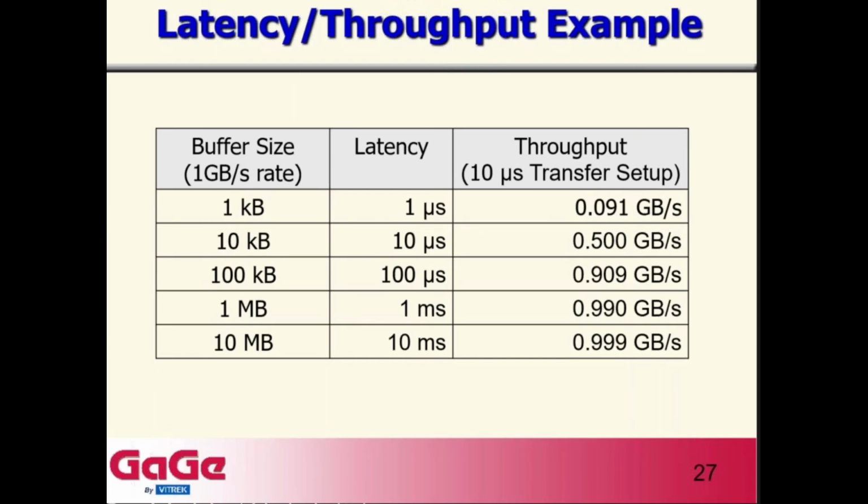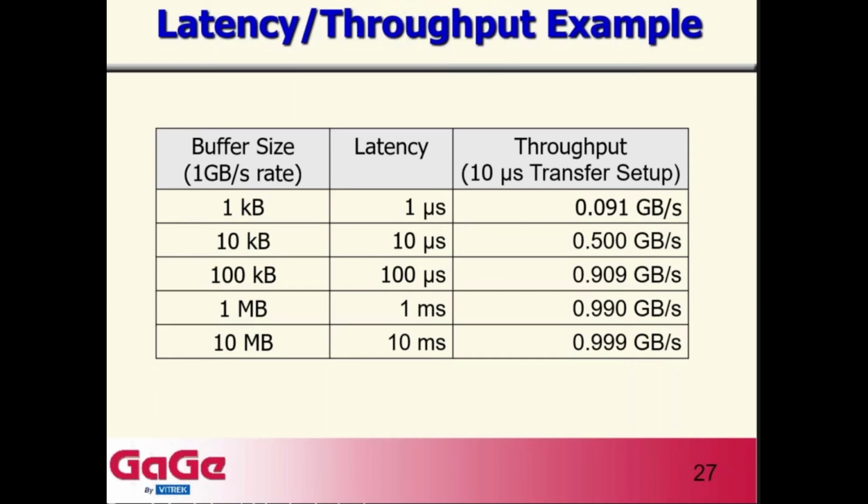If you use a 10 megabyte buffer in the extreme here, then that buffer takes 10 milliseconds to fill. So what's another 10 microseconds? That only brings down your effective throughput by 1 part in 1,000. So instead of transferring at 1 gigabyte per second, you're only transferring at 0.99 gigabytes per second. So by using a very big buffer, we've gotten bad latency, or the worst case latency at 10 milliseconds, but we've got very good throughput.